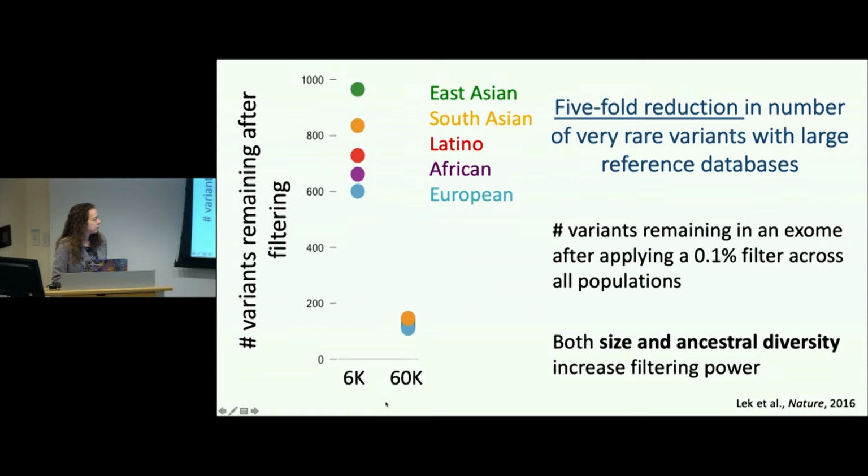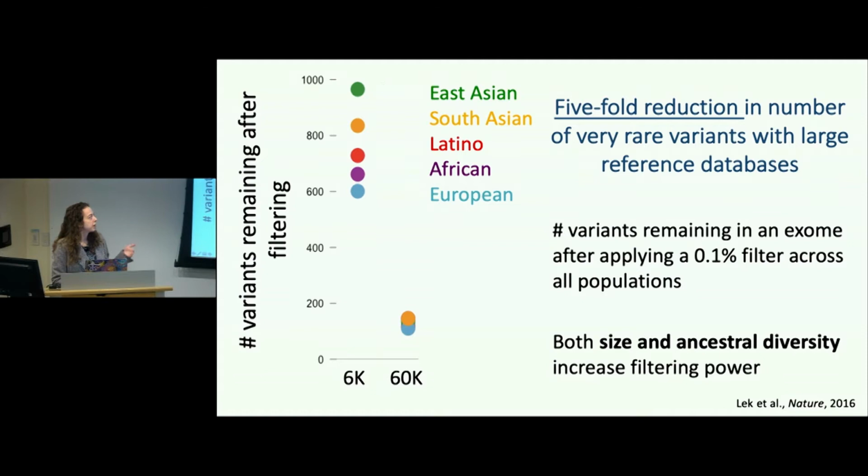So this is even just from ExAC when we had 60,000 people. If we just ask how many very rare variants, less than 1 in 1,000 people, do we see after filtering? When we used the older databases, which were a great start, they didn't have as much ancestral diversity, and so they would still leave you with hundreds and hundreds of variants to look at, and there was huge spread depending on the ancestry of the individual's exome you were looking at.